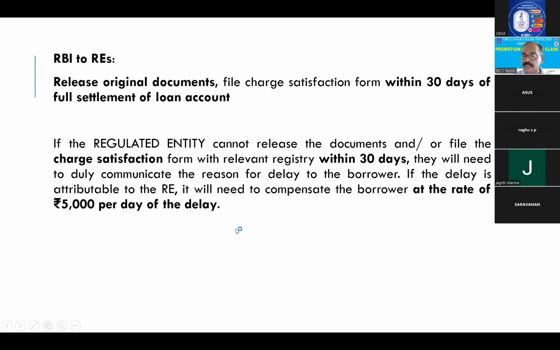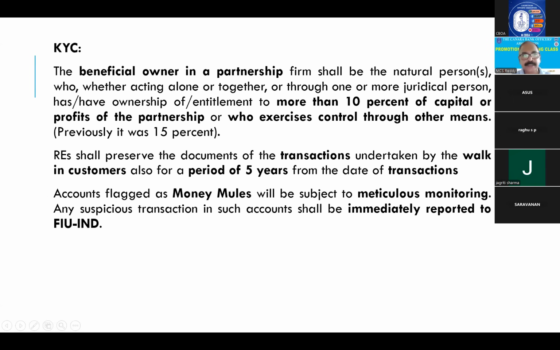This is another one. Since it is dealt, I will not go through again. Regarding KYC, this morning our Ravi Kumar told that beneficial ownership is now reduced to 10%. Earlier it was 15%. Earlier they asked when it was 15%. Now it is reduced to 10%, so compulsorily they will ask in the exam 10%. Beneficial ownership in partnership, 10%.